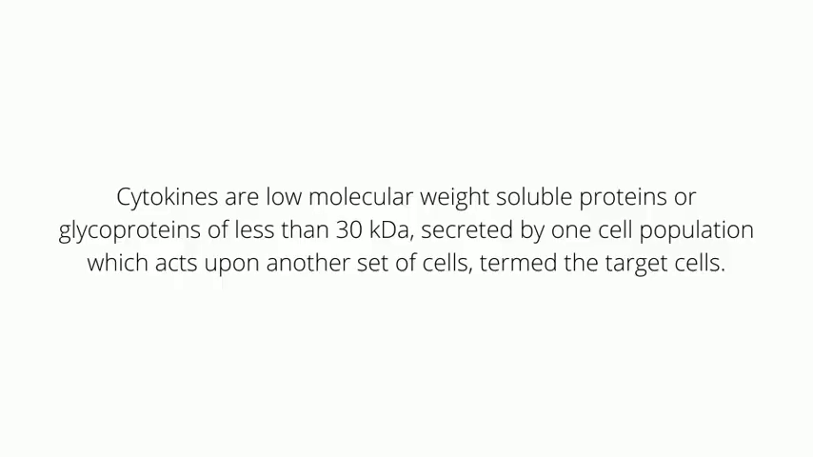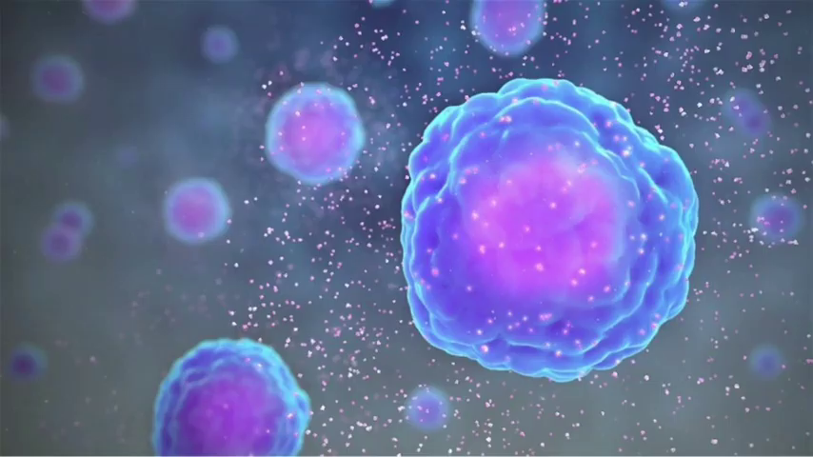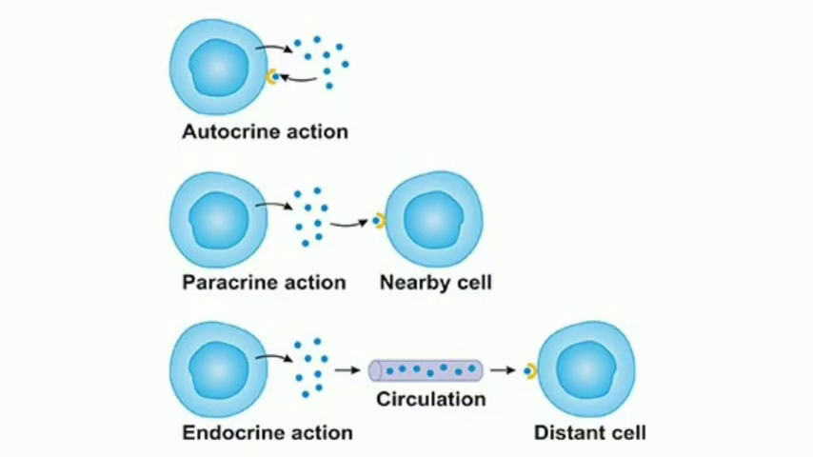Hi students, cytokines are low molecular weight proteins or glycoproteins of less than 30 kilodaltons weight secreted by one cell population which act upon another set of cells termed the target cells. Mostly cytokines act upon nearby cells, but some of these are known to act on even themselves and also on some faraway target cells. These actions are said to be paracrine, autocrine, and endocrine respectively.